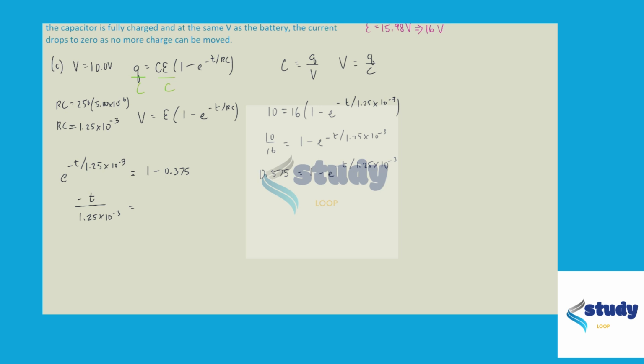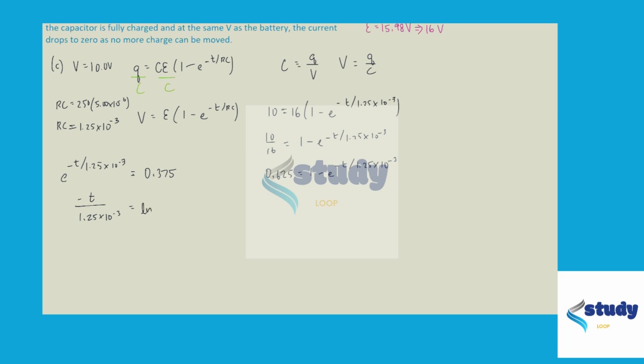Oh, actually, I am so sorry. 10/16 is not that 0.375. 1 minus 10/16 is what we get. Let me fix that. The 0.375 belongs over here after we have done our subtraction, and then 10/16 is 0.625. Okay, that makes a little bit more sense. So now when I move things around, this is what I get.